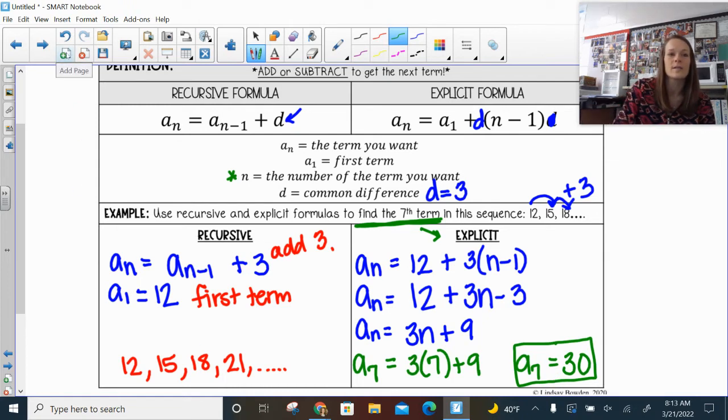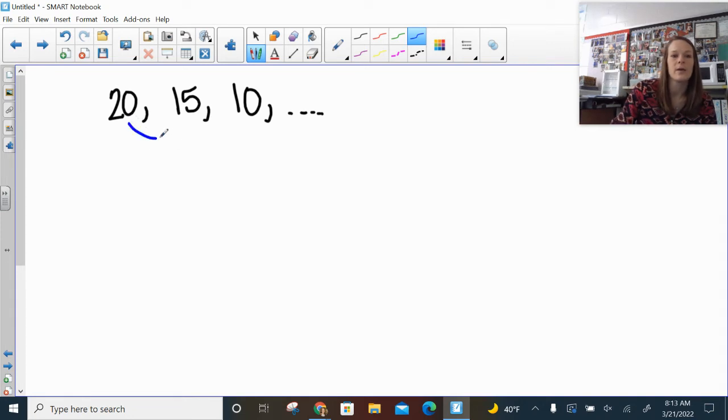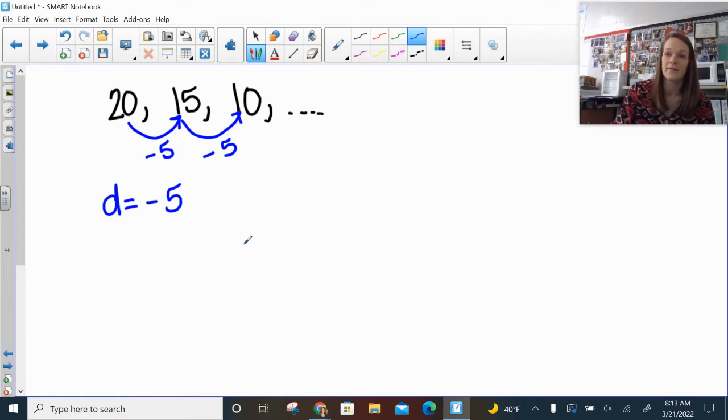Okay, let's look at one more example, and then we'll go from there. All right, let's say I have this sequence, and then dot, dot, dot. The dot, dot, dot just means it continues. Okay, so if I have this sequence, you can tell we are going down, and it's going down by 5 each time. So this means that my common difference is -5. I'm subtracting 5, so my common difference is -5.